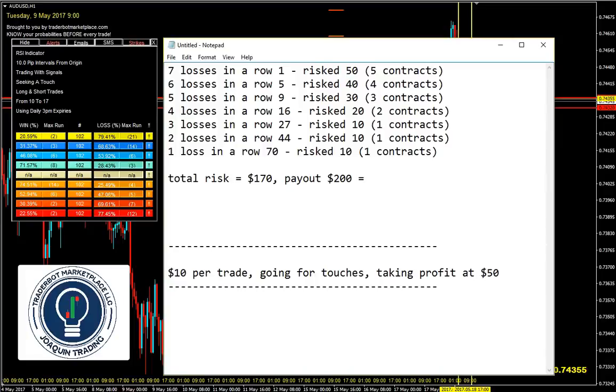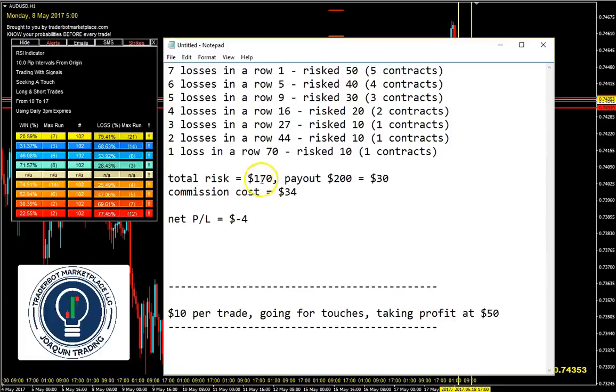And your profit is only 30 bucks. Now, take into account your commissions. Your total risk is 170. Payout is 200. Even if you win here, that's $30 profit. Commission cost is $34 between all of these trades, roughly. So your net P&L could be -$4.